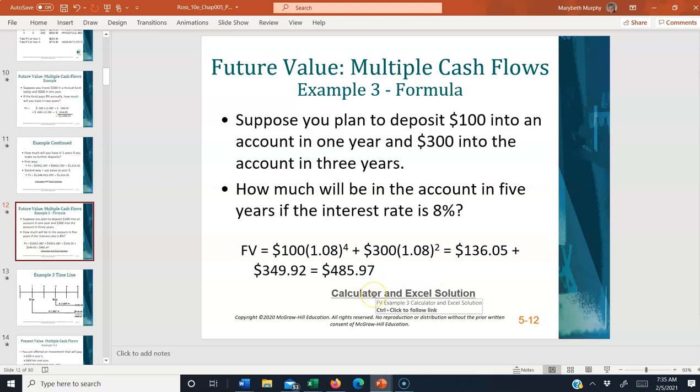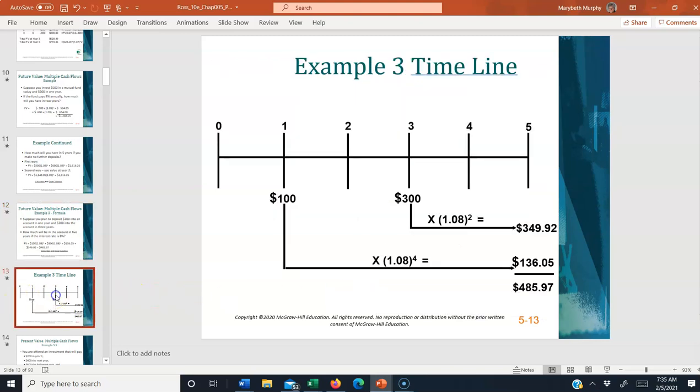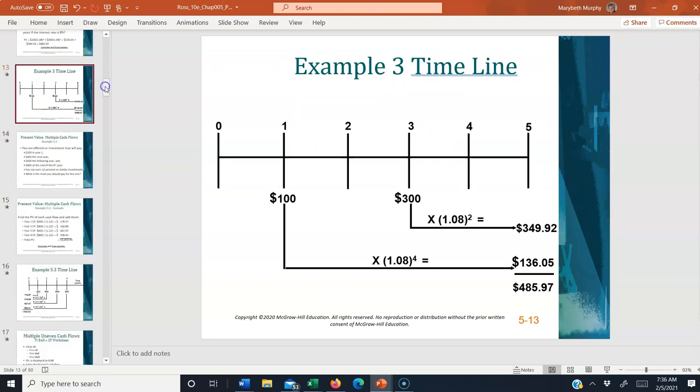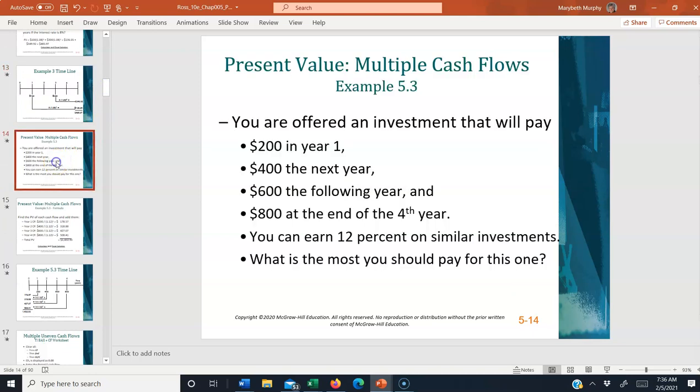And you can go here to the calculator or the Excel solution if you would like to. And there's a timeline showing the deposits and the calculations here.